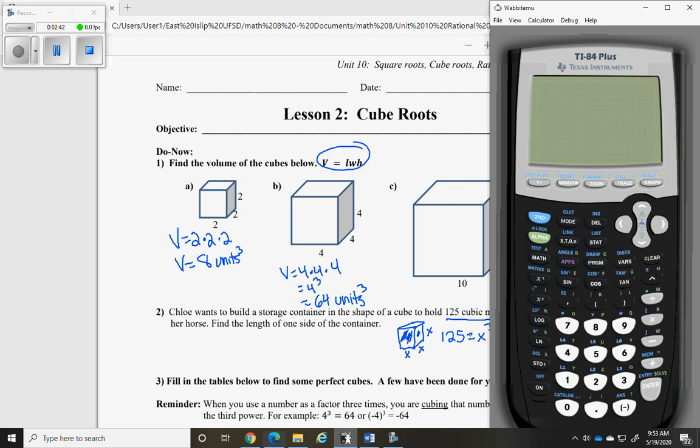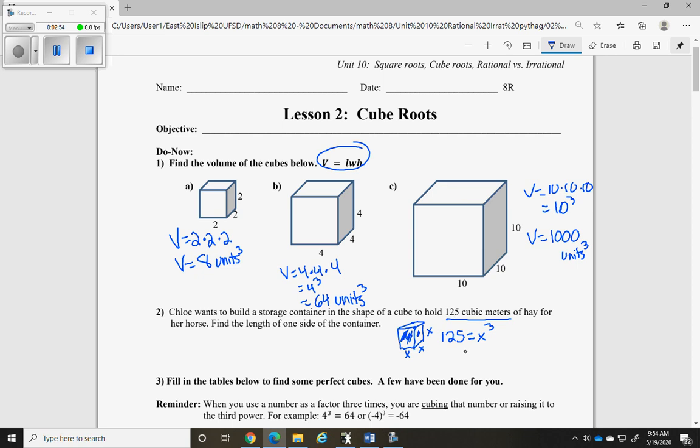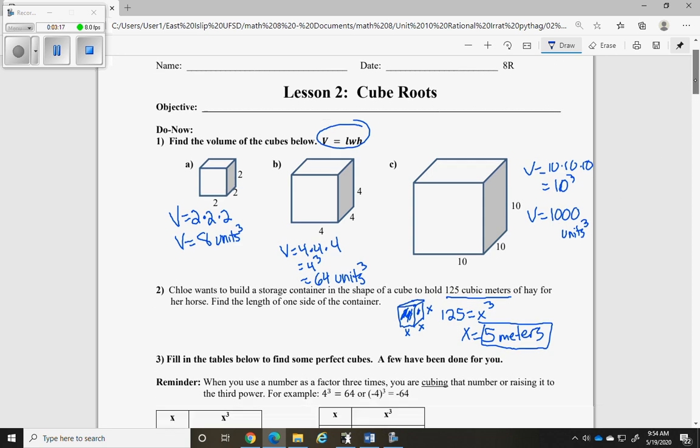I bet you're right. If I do 5 times 5 times 5, I get 125. So those of you who said that x must be 5, you're right. It's 5 meters. And what I just did, and you didn't even realize it, was I took the cube root of 125. So like yesterday, square root was the opposite of squaring. Cube root is the opposite of cubing. So as long as you know how to cube, you know how to cube root.